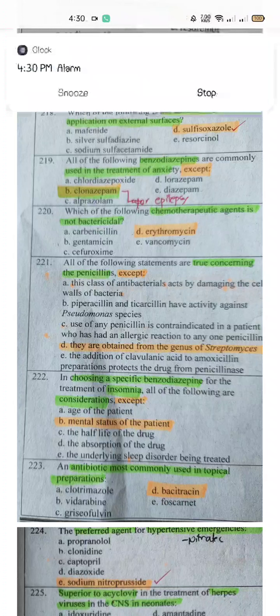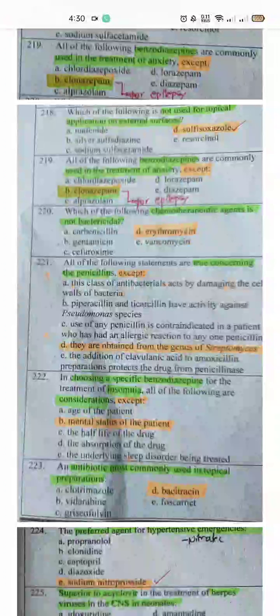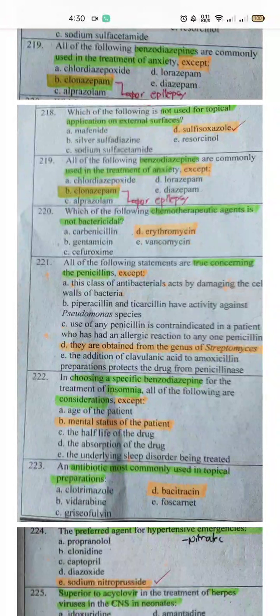220. Which of the following chemotherapeutic agents is not bactericidal? That is your erythromycin because it is bacteriostatic. Generally, your macrolides or the family of erythromycins are bacteriostatic. However, at higher doses, they may be bactericidal. So your carbenicillin, gentamicin, cefuroxime, and vancomycin are bactericidal.